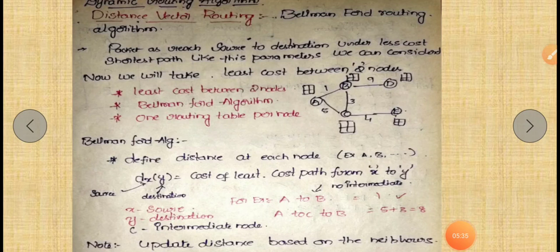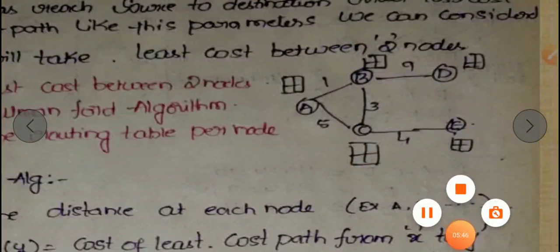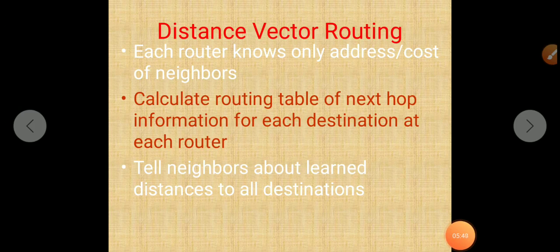Right. So from A to B and B to D. Each and every router has a table, and it can maintain the routing. So we calculate the routing table of next hop information for each destination, for each router. That is the example I have shown to you.